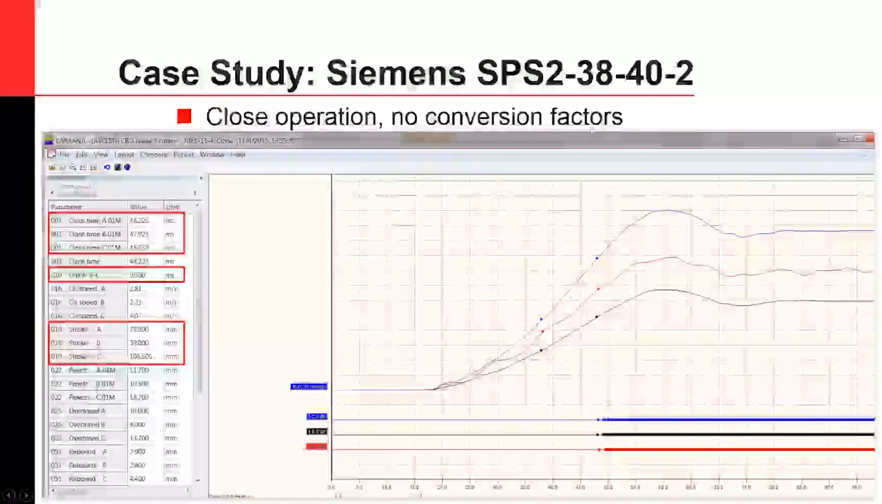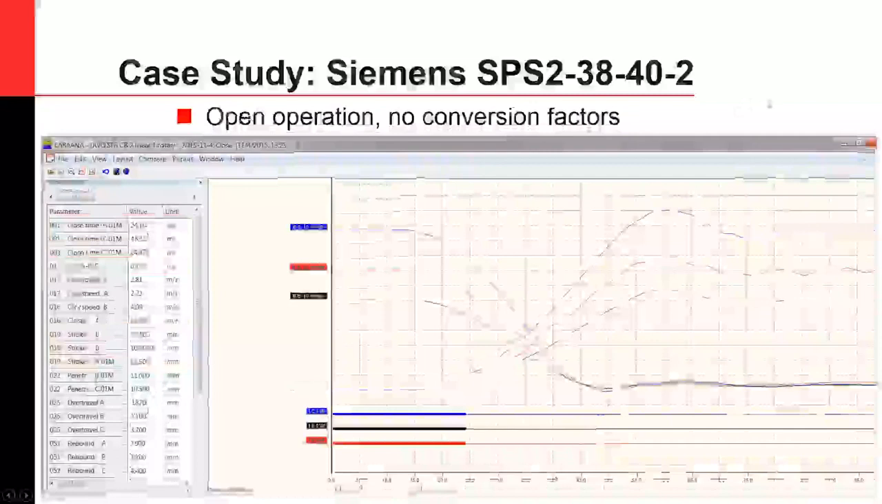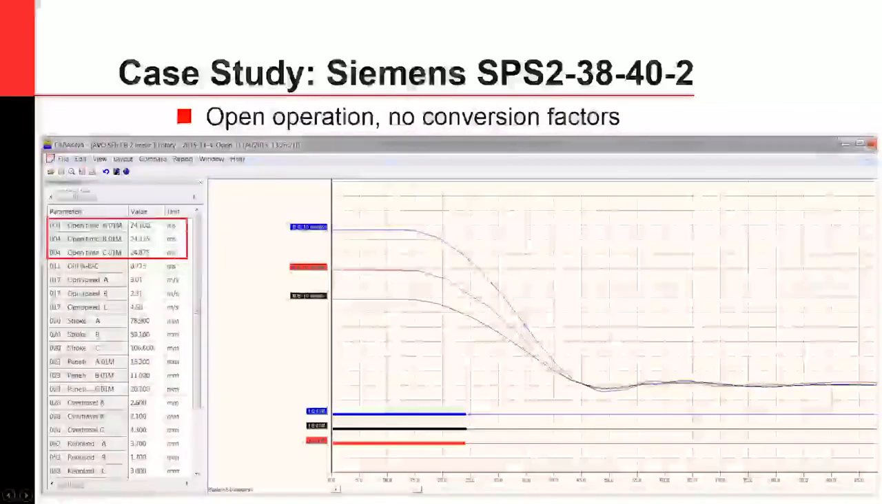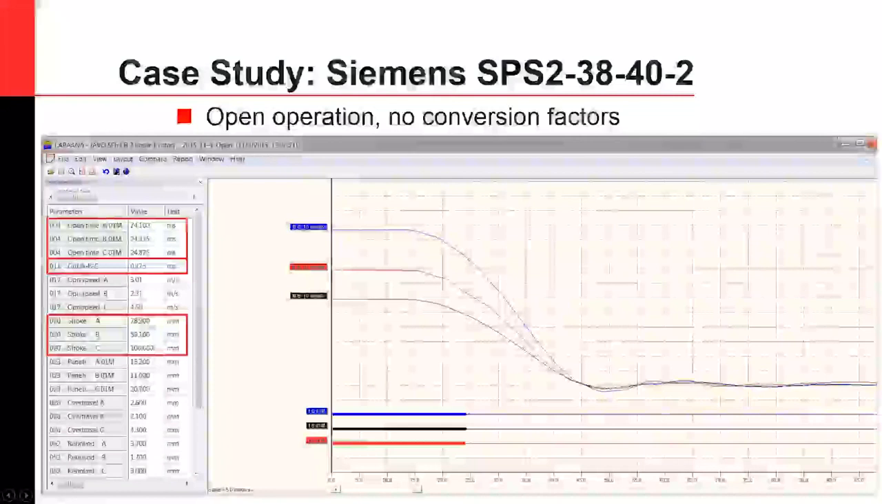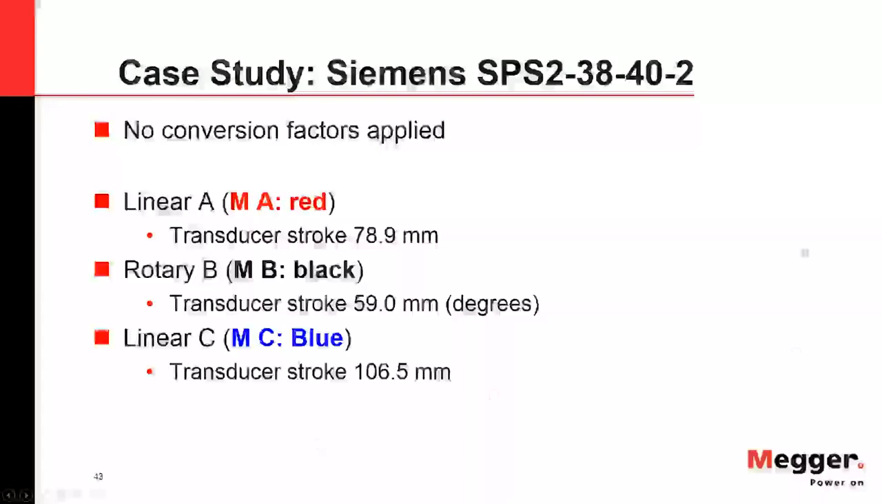And I will mention, I'm not using any conversion factors here. I am just making a direct measurement. And then once again, on open operation, you'll see all three times are very, very close. So you have actually 3/4 of a millisecond difference between phases. It's still pretty close. But stroke, once again, is almost 80 millimeters, almost 60, and 106. So they're all quite different still. So looking at this, no conversion factors applied.